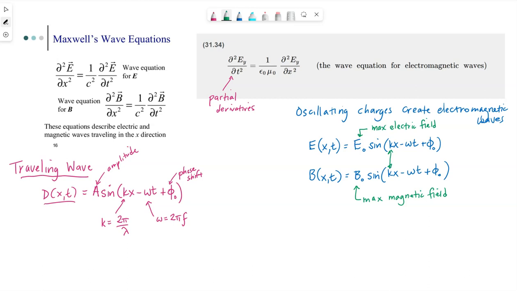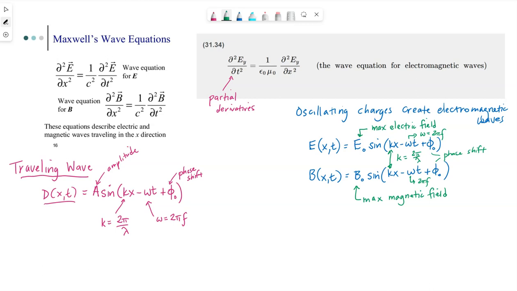K is still what we call a wave number. It is related inversely to the wavelength of the wave. Omega is still angular frequency, related to regular frequency in hertz. Phi naught is still a phase shift, representing a specific initial condition. Sorry, I don't know why that wasn't coming to me.